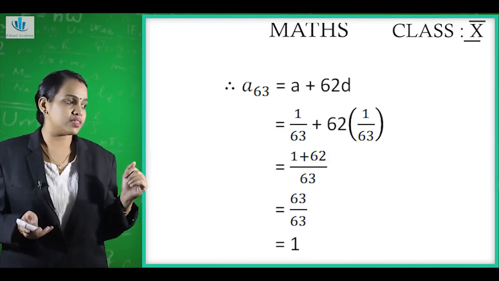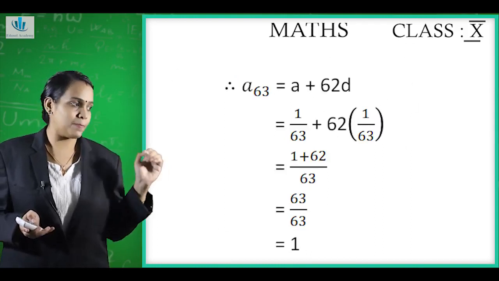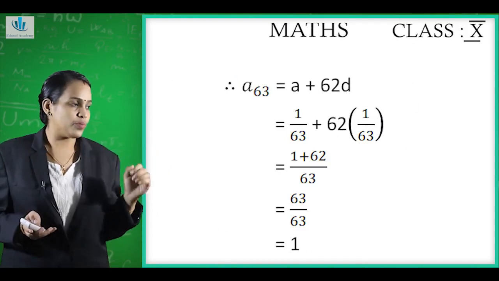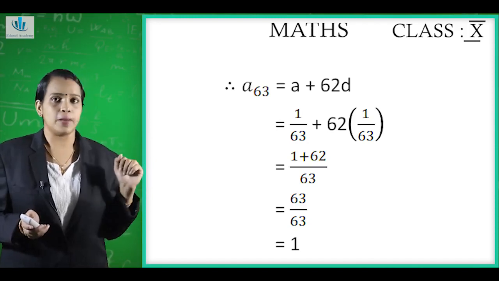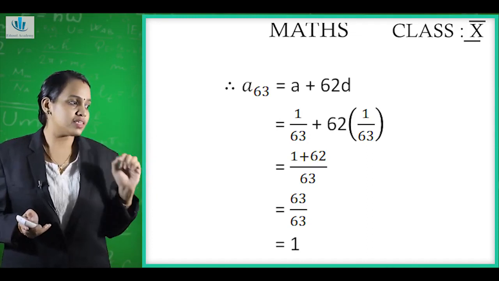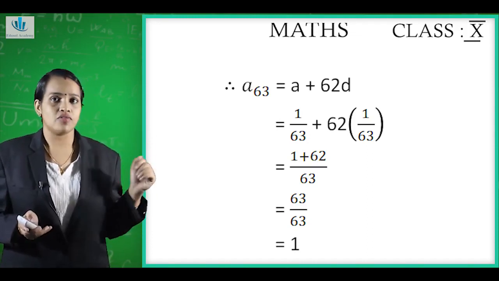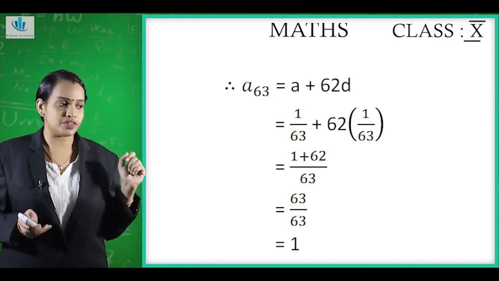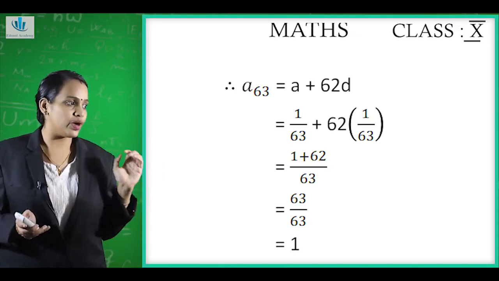Therefore, now the 63rd term is what? A63 is equal to A plus 62D. Now we will put the value. A is 1 upon 63 plus D value is 1 upon 63, therefore 62 into 1 upon 63. Now we will solve it. (1 plus 62) upon 63, that is 63 upon 63, which is equal to 1.